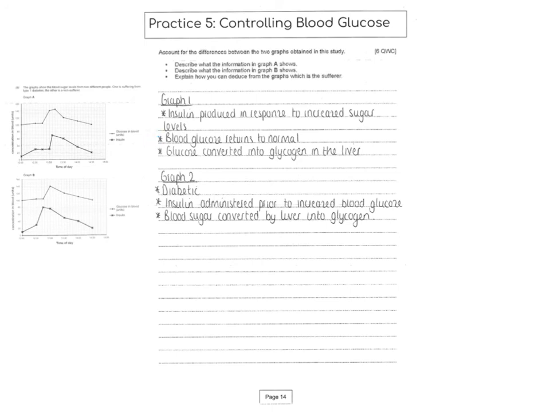Because the insulin's being produced, the blood glucose levels return to normal. So at the starting, it is here and it returns to its normal level. And that's because glucose is converted into glycogen in the liver. Graph 2 then is a diabetic because the insulin spikes before the blood glucose does. So obviously the person has injected insulin prior to eating food, prior to that increase in blood glucose. With that then, the blood sugar is converted by the liver into glycogen.